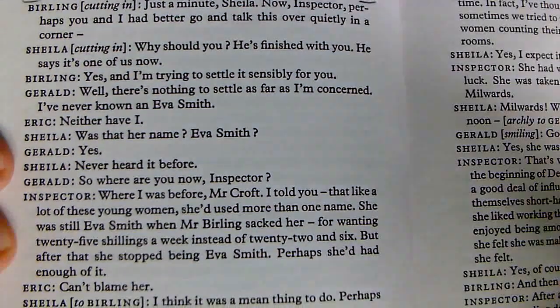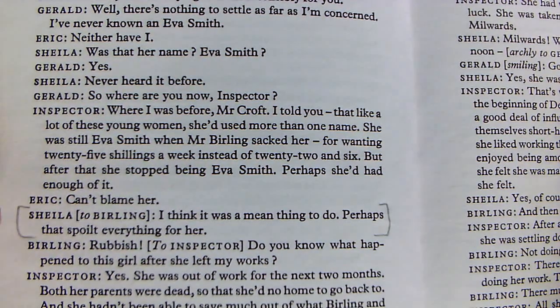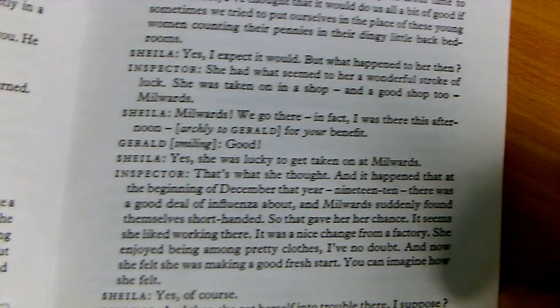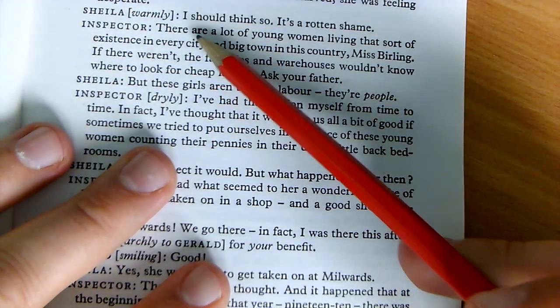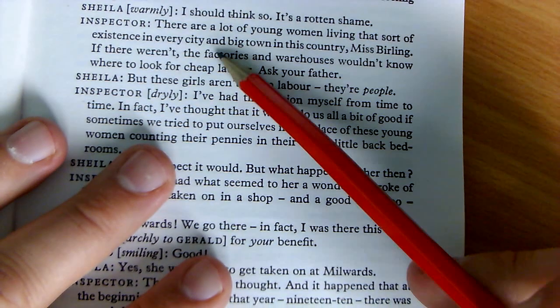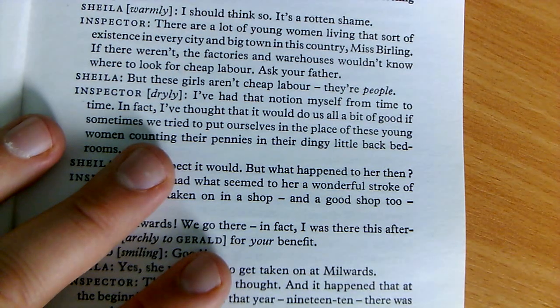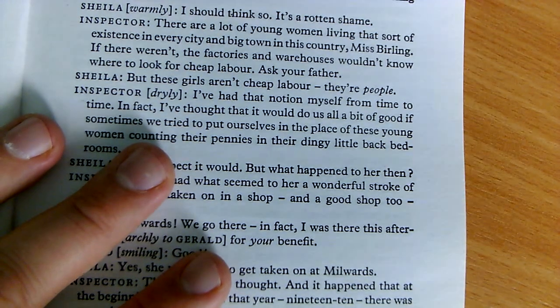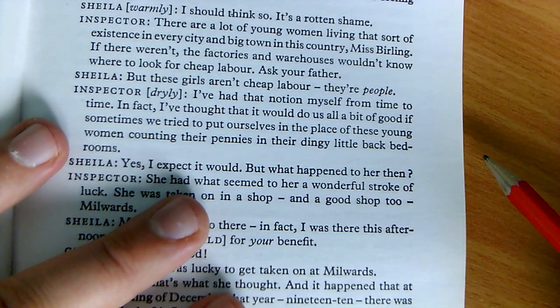And as we work down, we look at the way in which Sheila responds to this personal story of Eva Smith, and how she was fired from the factory, and her life went downhill because of that. "I think it was a mean thing to do. Perhaps that spoilt everything for her." And Sheila talks here about, "I think so, it's a rotten shame." And the inspector says, "There are a lot of young women living that sort of existence in every town and every city and big town in this country, Miss Birling. If there weren't, the factories and warehouses wouldn't know where to look for cheap labour. Ask your father." "But these girls aren't cheap labour. They're people."